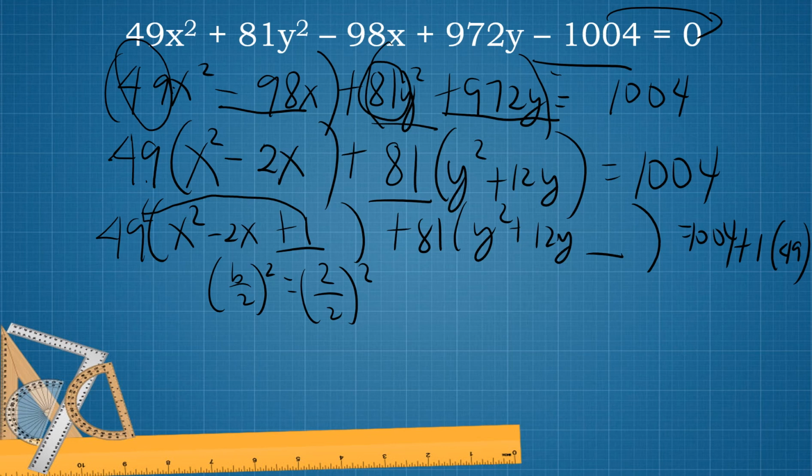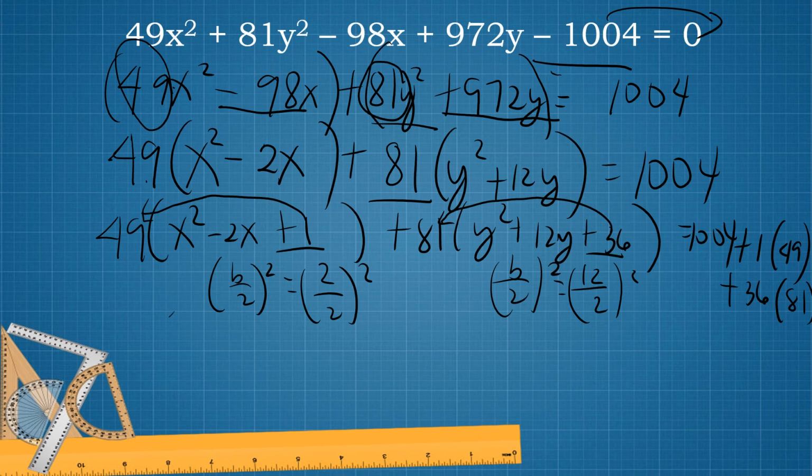Here, again, we're going to use b over 2 squared. Your b is represented as 12. That's the middle term. So, 12 divided by 2 is 6. Pag in-squared natin, that's 36. So, we're going to add 36 here. So, dito, we're going to add 36 times 81. Again, hindi pwedeng 36 lang. Why? Kasi meron tayong 81 sa labas ng parenthesis.